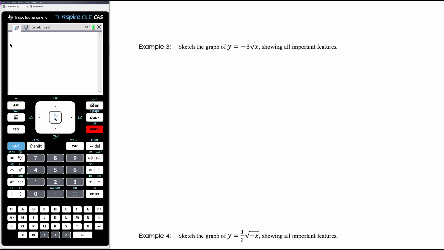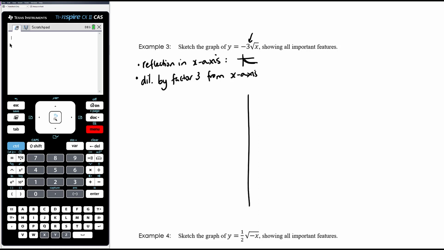So our shape, first of all, we've got the one reflection. Actually, let's just deal with that first. So our reflections are, we've got a reflection in the x-axis. And so that straight away tells us that our shape is going to be this one, going that way. The only other thing that's happening here is this 3. That's a dilation by a factor of 3 from the x-axis. It's out the front of the function. So it's going to be this shape here stretched a bit further away from the x-axis. So essentially it's just going to be this, okay?